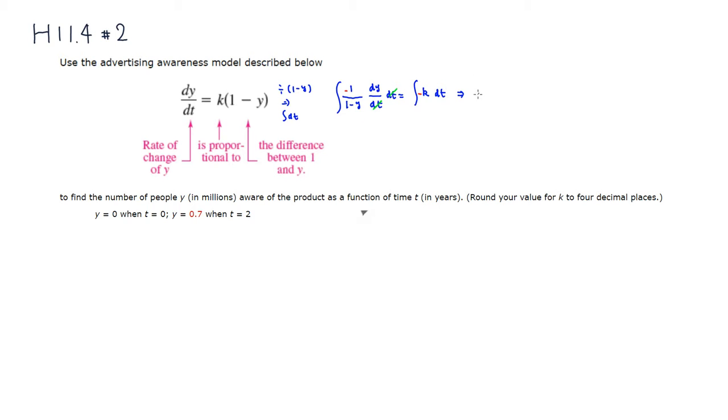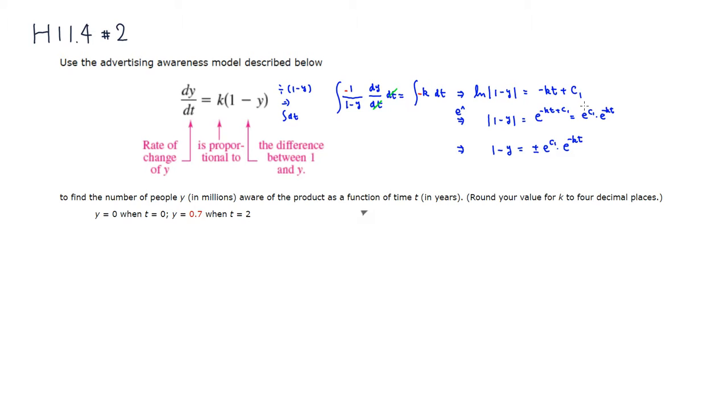Then we get the antiderivative: natural log of the absolute value of 1 minus y is equal to the antiderivative of negative k, which is negative kt plus some constant c1. To eliminate the natural log, I'm going to raise e to both sides. So you get the absolute value of 1 minus y equal to e to the negative kt plus c1, and I'm going to split it as e to the c1 times e to the negative kt. Then you remove the absolute value sign, so you get 1 minus y equal to plus or minus e to the c1 times e to the negative kt.